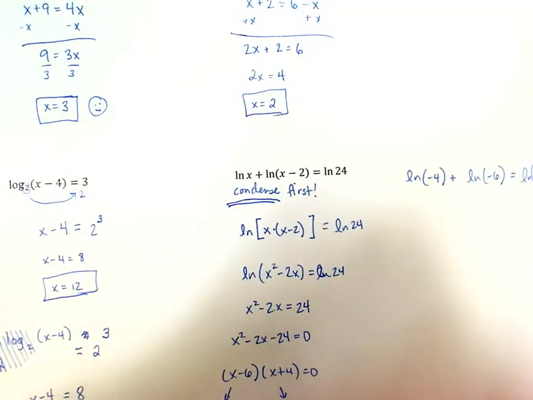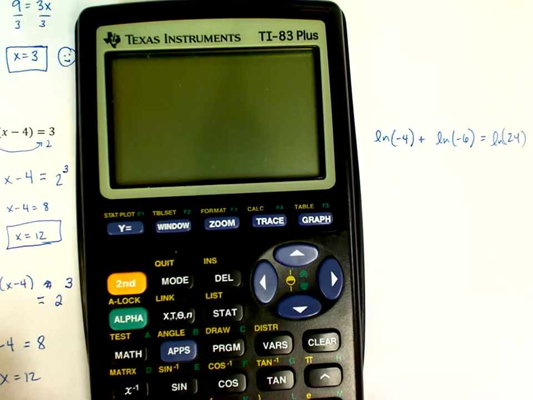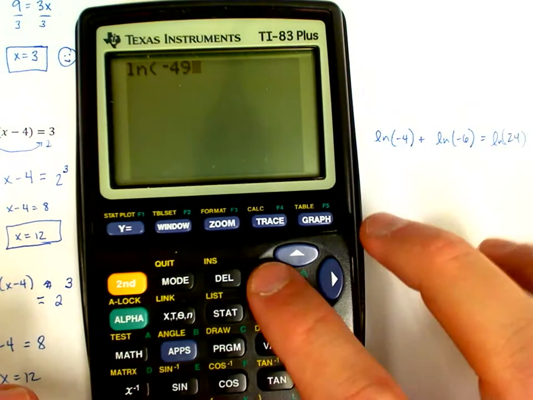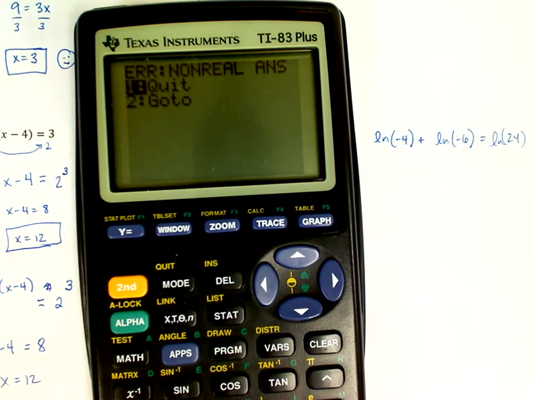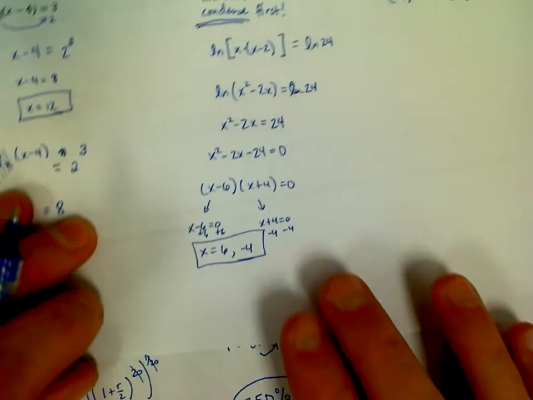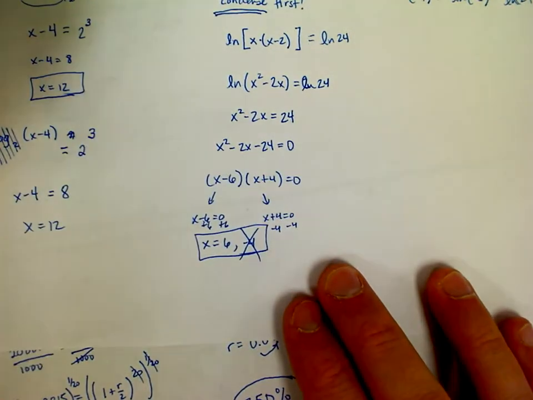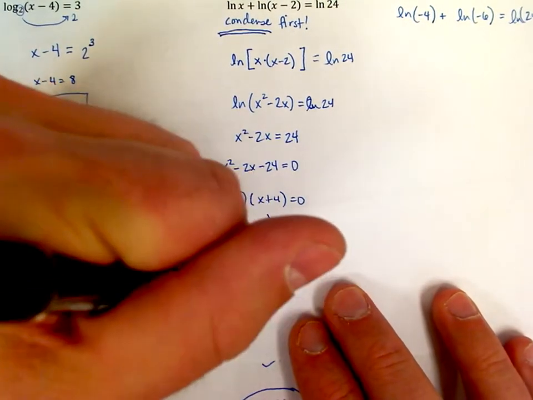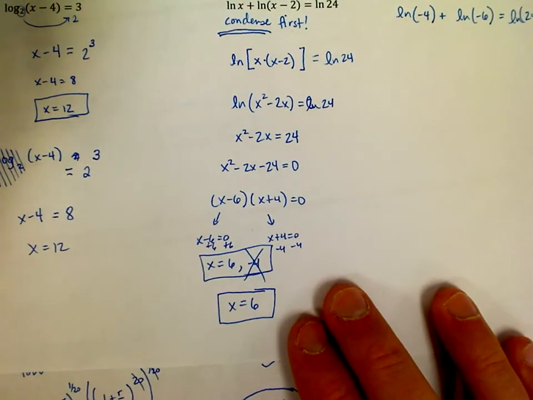And the problem is, if you put that in your calculator, it's going to say, wait a second, I don't know what the natural log of negative 4 is. It doesn't even know how to do that. And so therefore, we have to come down here and cross this out. That is called an extraneous solution. The only solution to this is actually x equals 6.